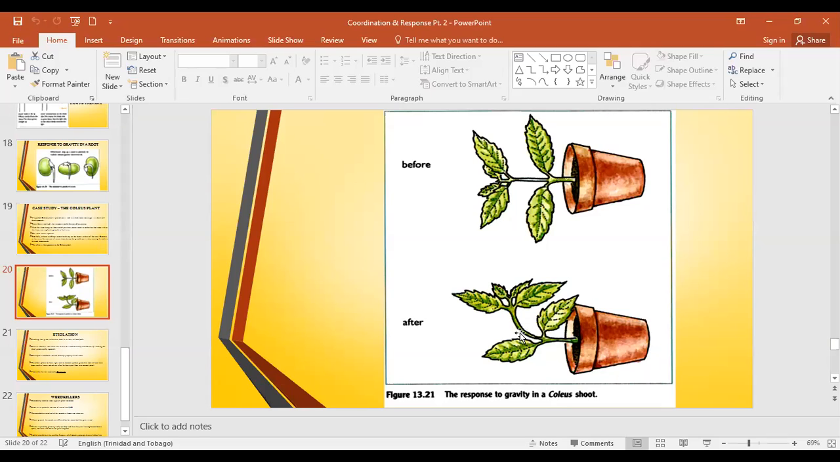Wherever you have the concentration of auxins, that is where you're going to have growth taking place. All right, so this is the experiment that they had done.